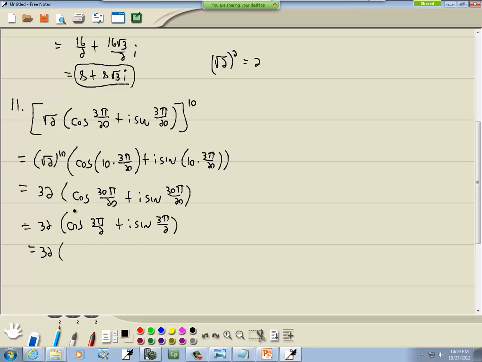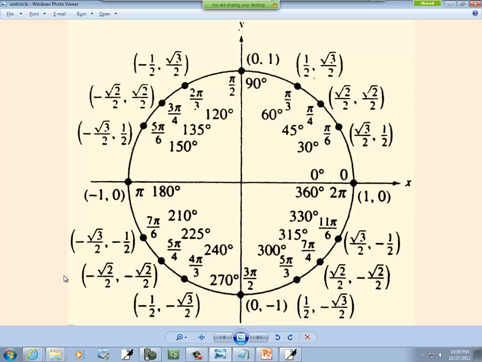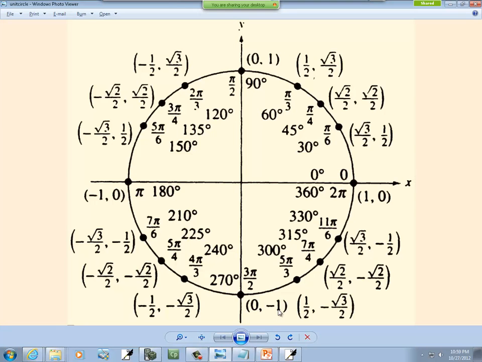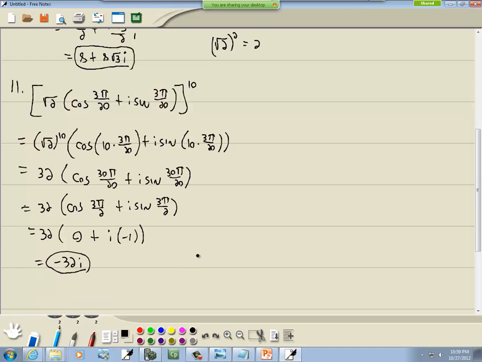The cosine of 3 pi over 2 is our x, which becomes 0, plus i sine of 3 pi over 2, which is negative 1. 0 drops away. Negative 1 times i is negative i, times 32 gives us negative 32i. And again, 3 pi over 2 is right down here. That's where I was getting that cosine is 0 and sine is negative 1. And those will be your answers.